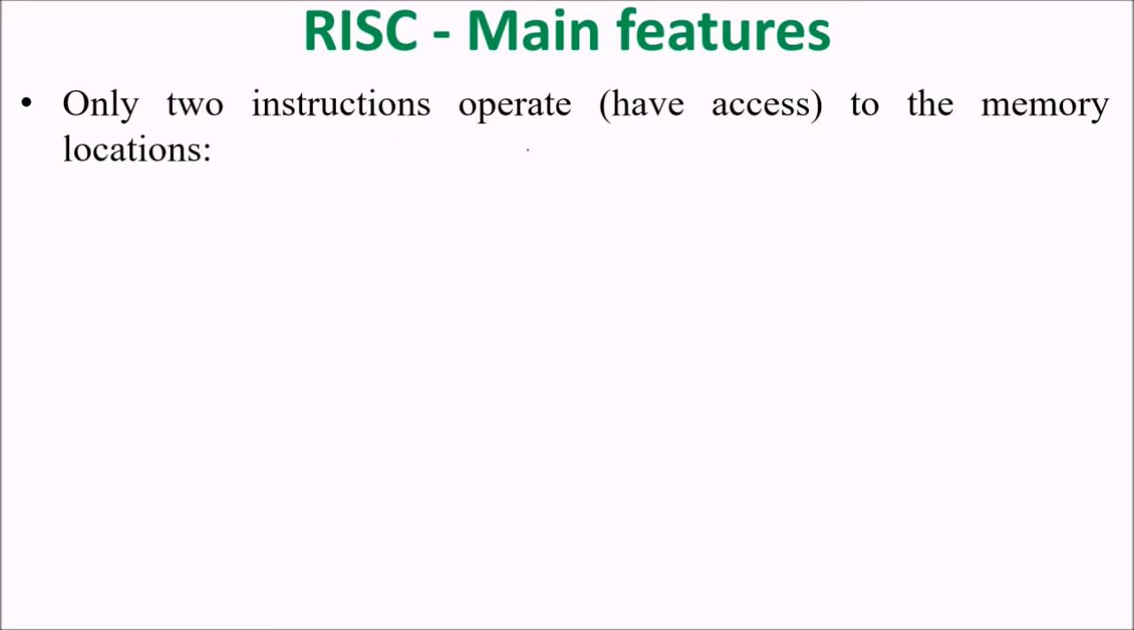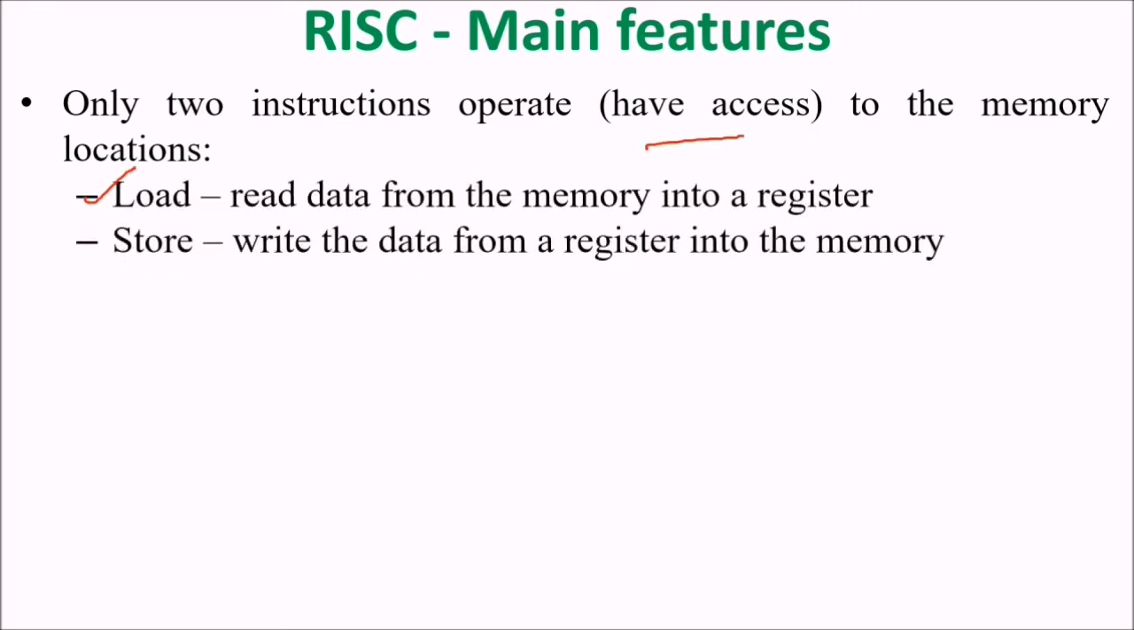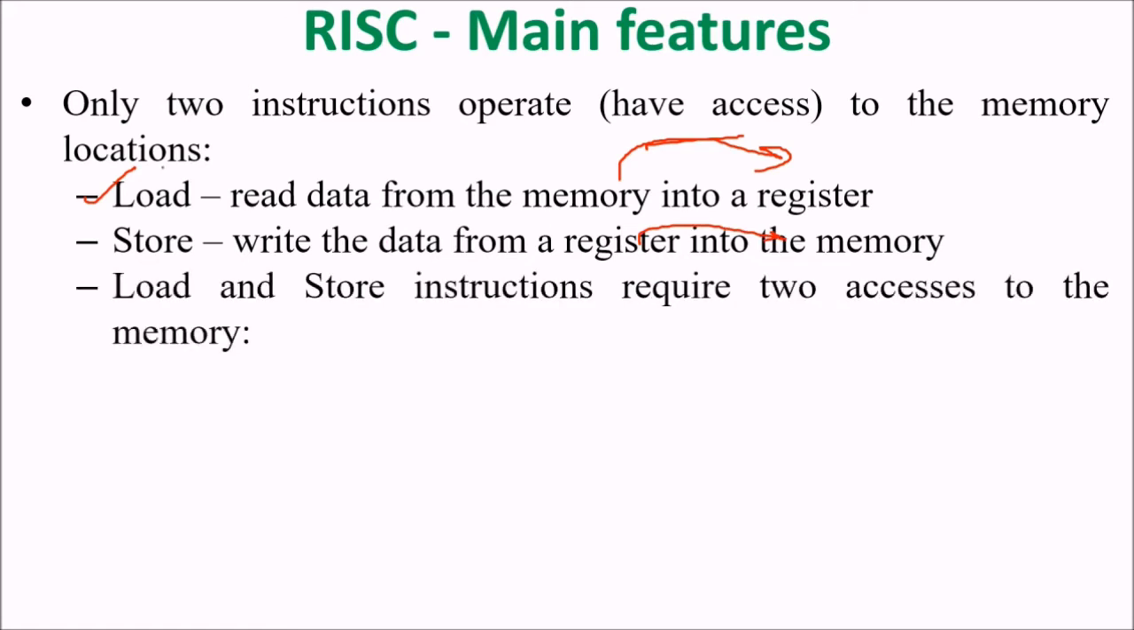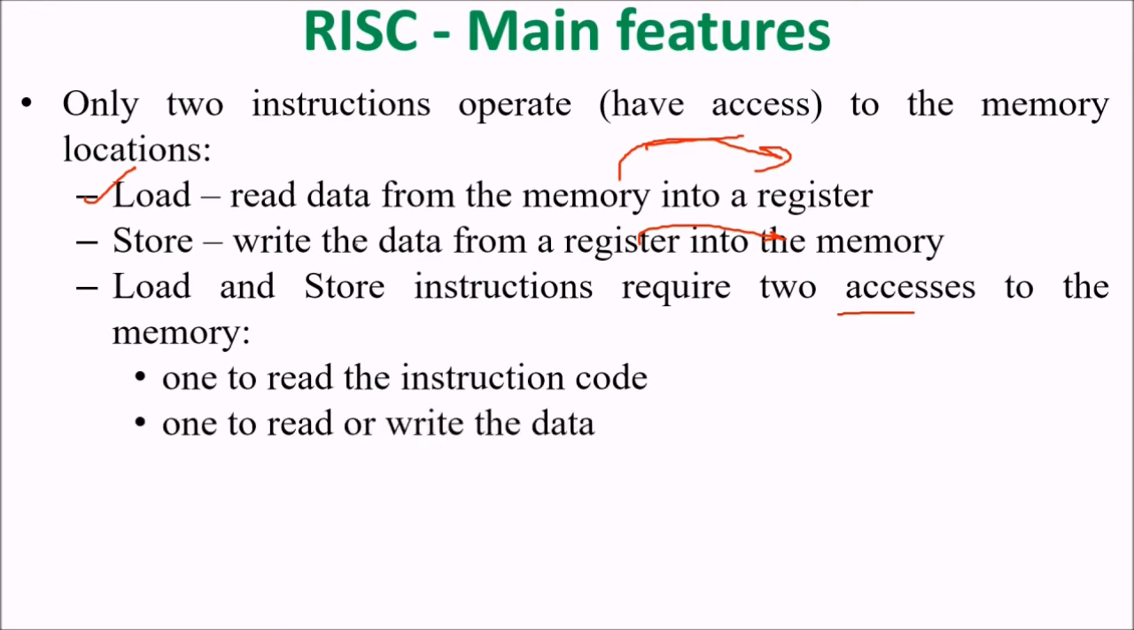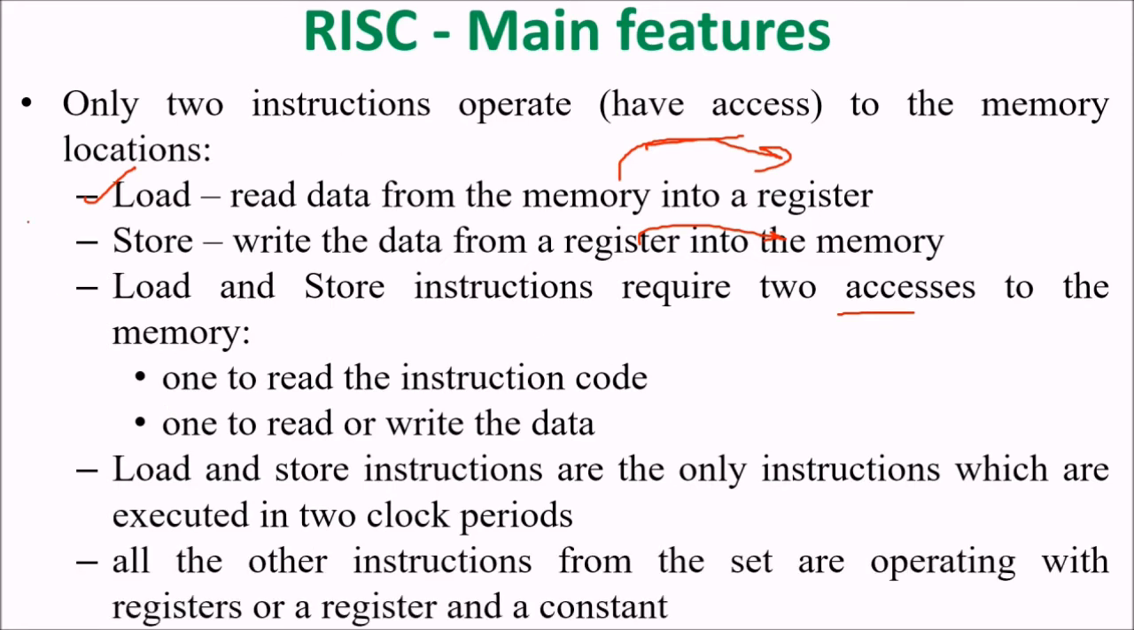Only two instructions have access to memory locations, that is the load and the store. Load reads data from memory into a register, store writes the data from a register into the memory. Load and store instructions require two accesses to the memory, one to read the instruction code and one to read or write the data. So these load and store instructions are the only instructions which are executed in 2 clock periods. Otherwise, all the other instructions from the set operate with registers or a register and a constant.